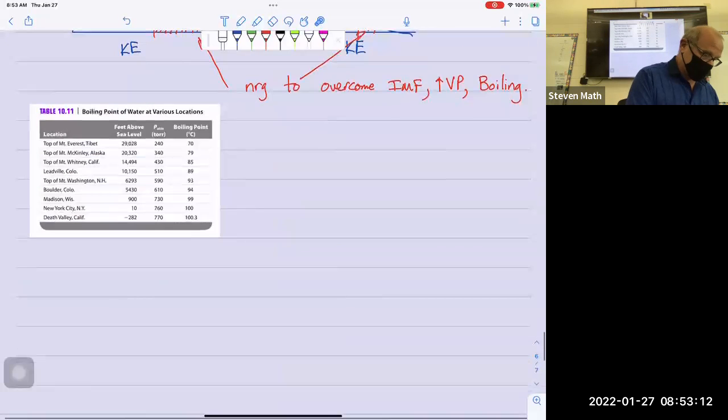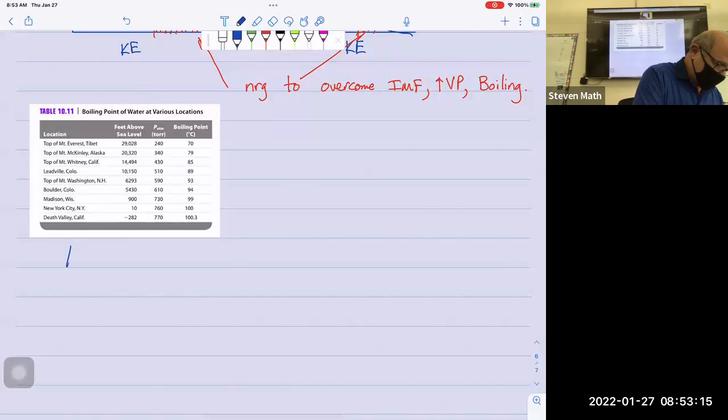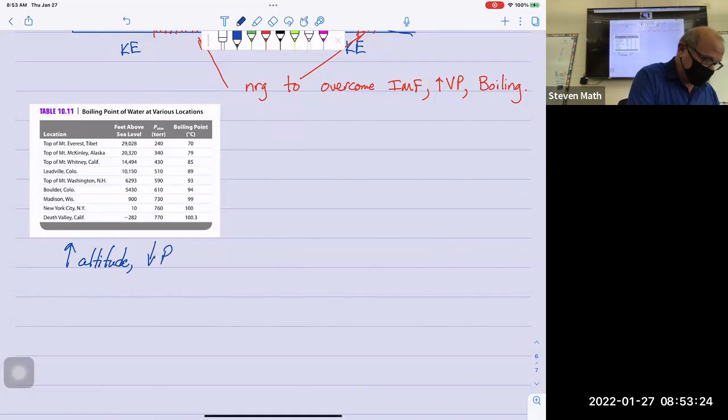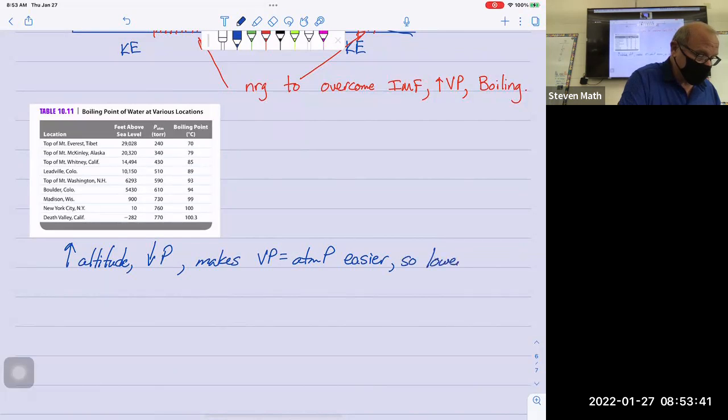So increase altitude. Decrease pressure, which makes vapor pressure equal atmospheric pressure easier. So lower boiling points.